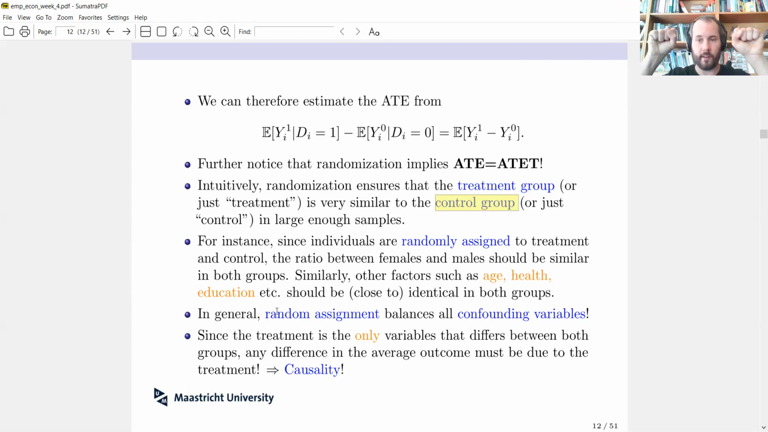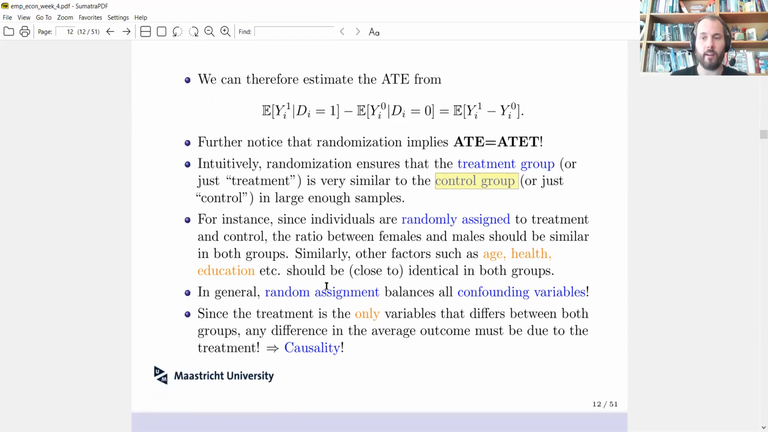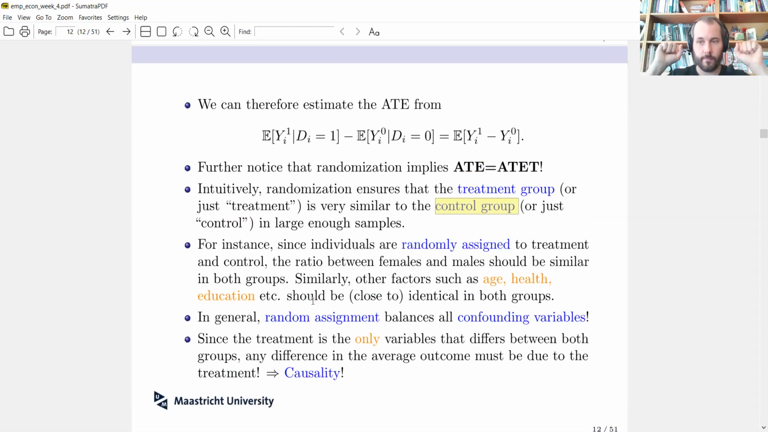So two groups are exactly the same. The only thing that we change in one group is the treatment. And therefore, if we see a change in the outcome variable, because everything else is the same and only the treatment changes, it has to be the treatment that induces the change in the outcome variable. And this is what we call causality. Very important, if you use random assignment, then on average, the confounding variables in both groups, treatment and control, are balanced.